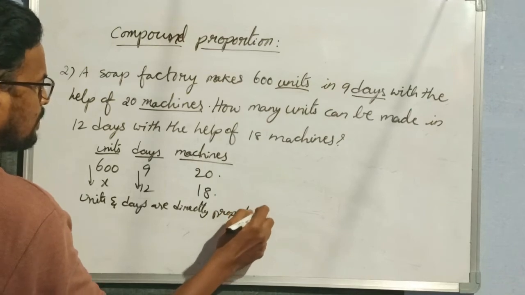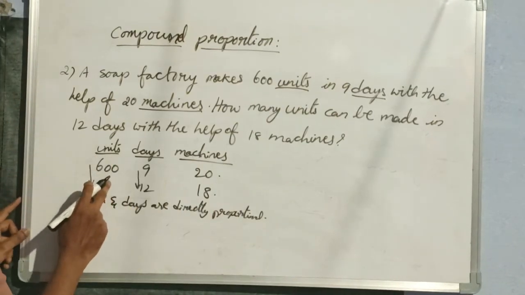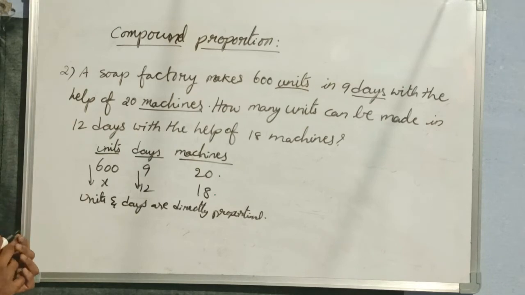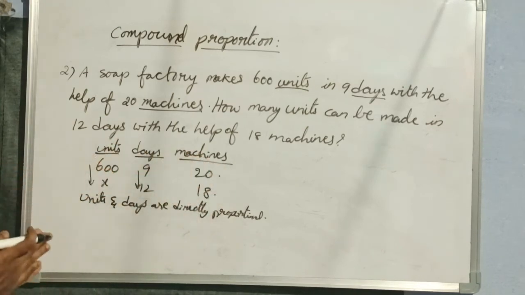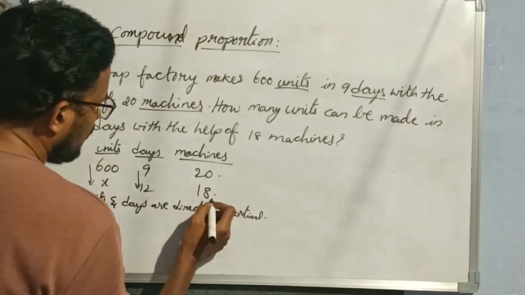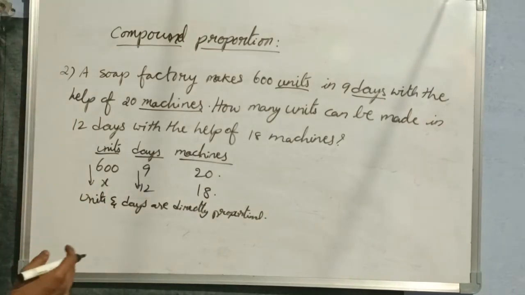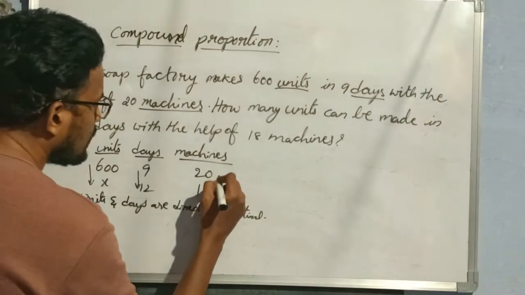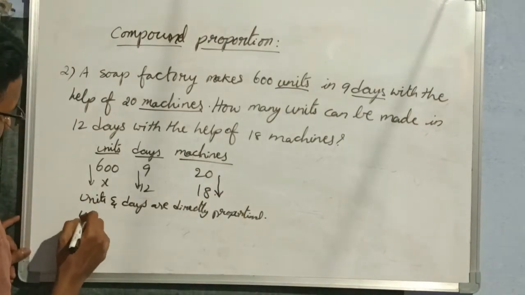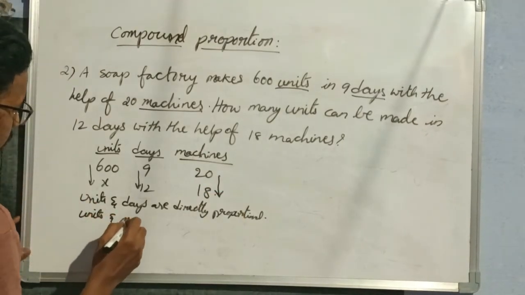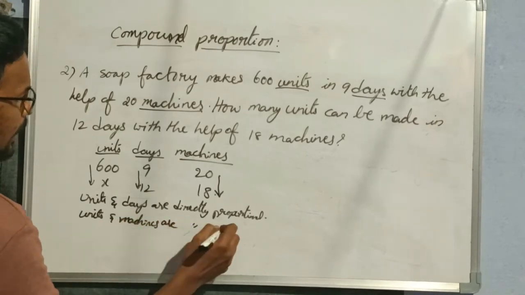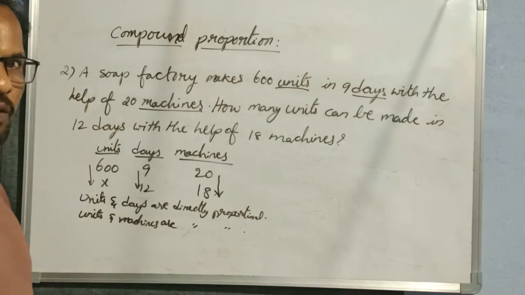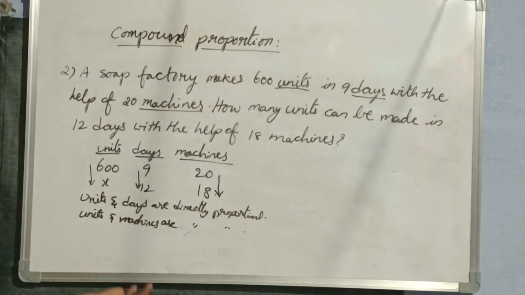Okay. Next, number of units to be compared with number of machines. See here, same. More machines means more units can be prepared. In the same way, fewer machines means fewer units can be prepared. Correct? So here these two are also in direct proportion. So units and machines are also directly proportional. Anyhow these are directly proportional, so we can solve directly.